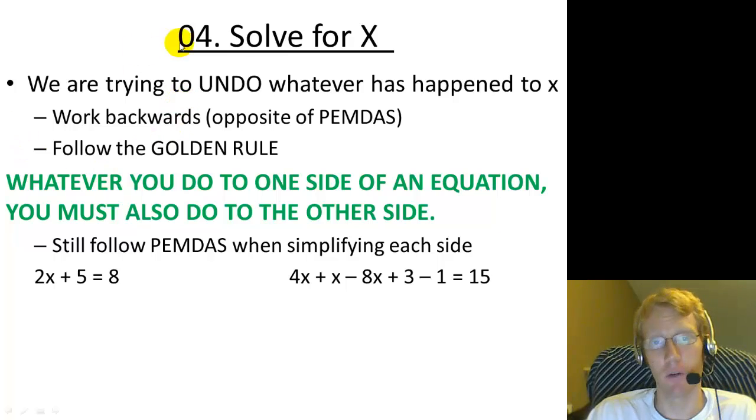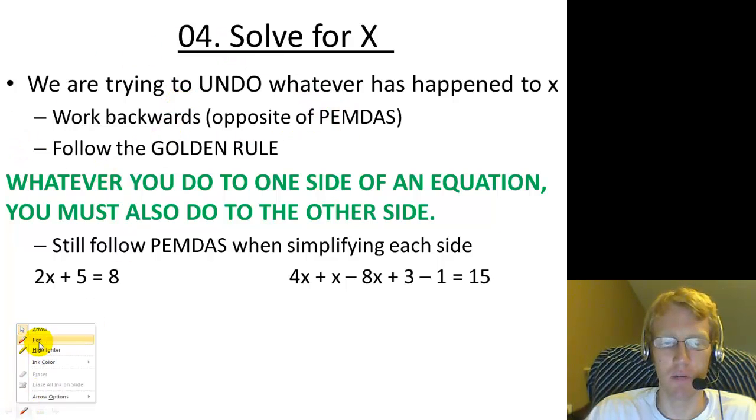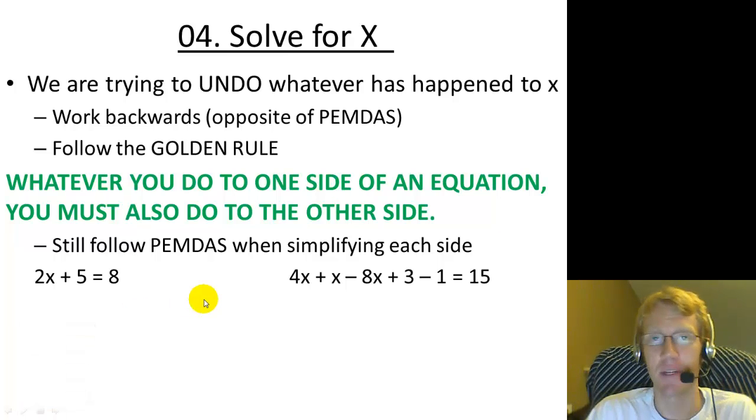So when we work backwards, we're going to go in the opposite order of PEMDAS. We'll start by undoing the last thing that happened, and the last thing that has happened is the addition or subtraction. And then from there we'll go and undo multiplication and division. Finally we'll undo exponents, and very last we'll undo the parentheses and go inside the parentheses. So instead of doing the parentheses first, we'll be doing the parentheses last.